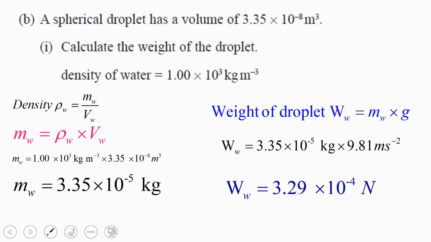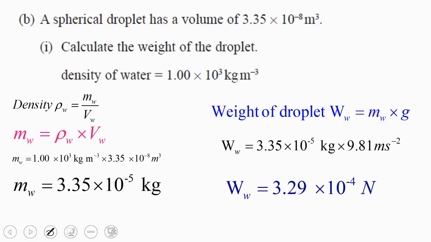Then question the B part. A spherical droplet has a volume of 3.35 × 10^-8 m³. That means they are given the volume. Then calculate the weight of the droplet. They are given that the density of water is 1 × 10^3 kg/m³. So how can we take this part?